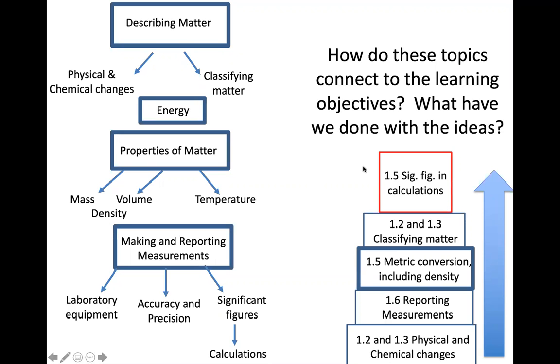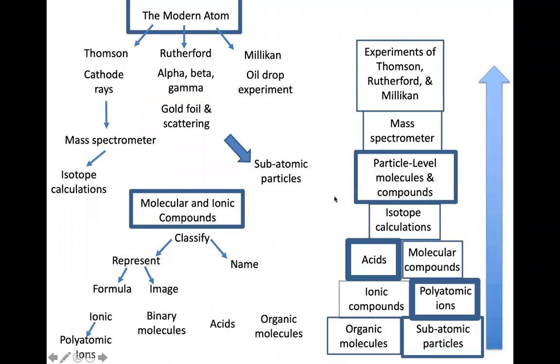In chapter 1, we had a few ideas. In chapter 2, we had quite a few more. A lot of things at the bottom of the pyramid you're going to have to memorize or recognize, doing isotope calculations. Notice way at the top of the pyramid, experiments of Thomson, Rutherford, and Millikan. That's going to be at most one exam question. Okay, so master all of these things at the bottom of the pyramid. Make sure you have those skills so you can do well with those ideas on the test.